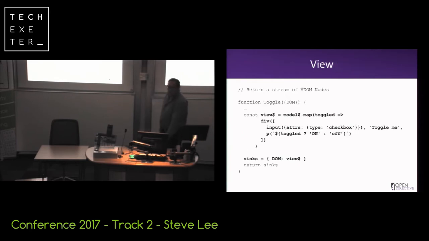Right, so our view, which is very much like a React view, it's the same sort of concept, takes the model stream and maps it, and we take the toggled state, we can give it any name you like, we just have a series of true false values coming through at this point. And we use whatever method you want to update the DOM. Is anyone not happy with using DOM fragments like this in the virtual DOM?